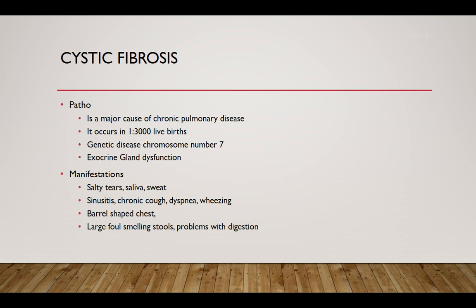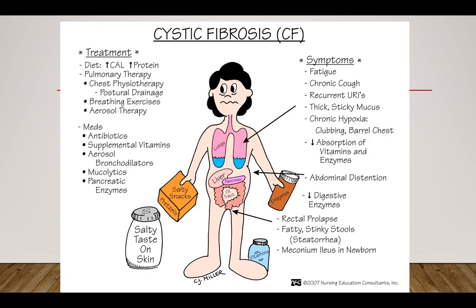And very seldom does somebody with cystic fibrosis actually go through and have a healthy lifespan. It's a major cause of chronic pulmonary disease, occurring in 1 in 3,000 live births. It's a genetic disease, chromosome number 7, endocrine gland dysfunction. So look at it, know it, love it. You'll get used to seeing it.